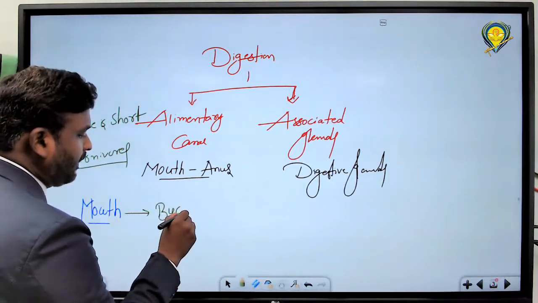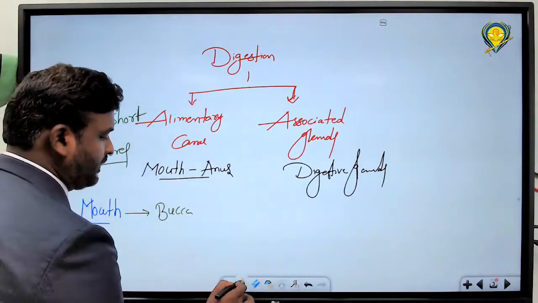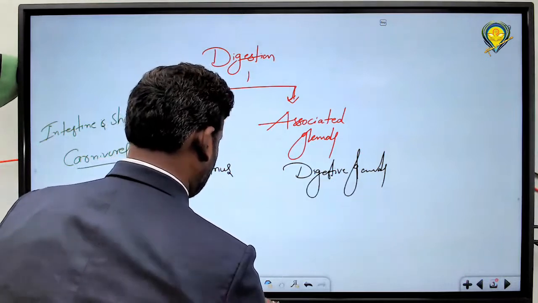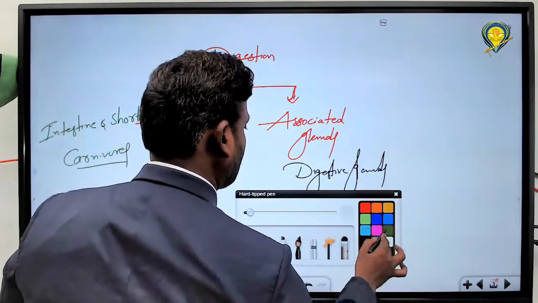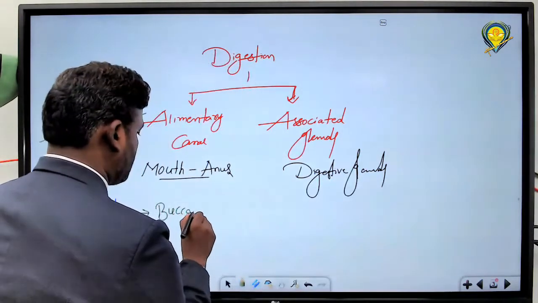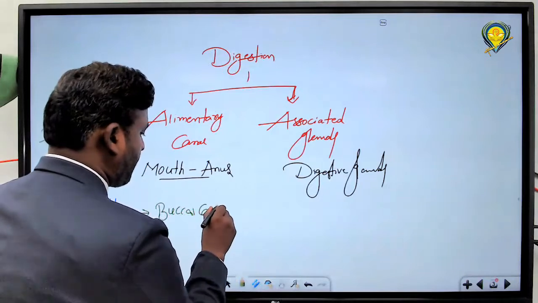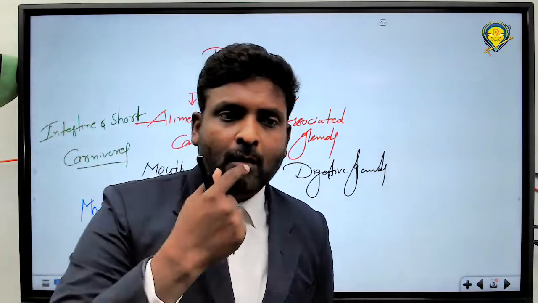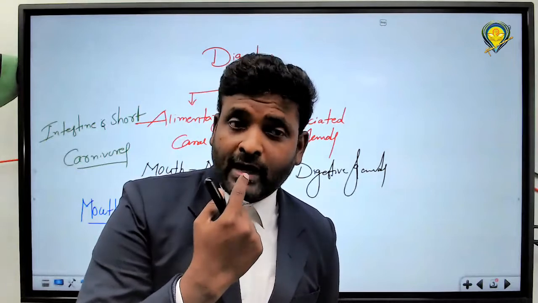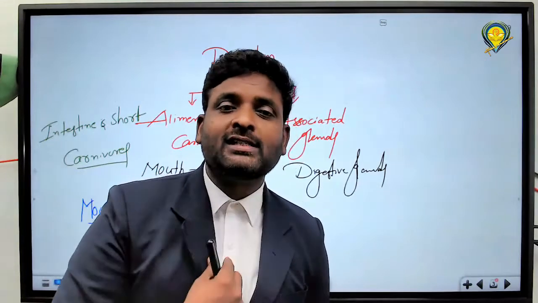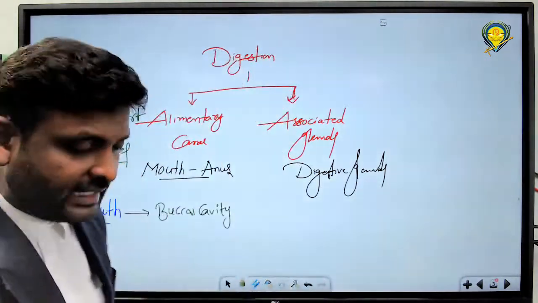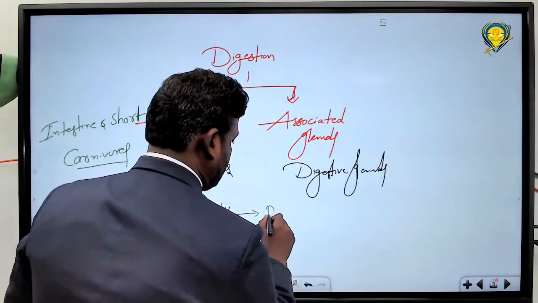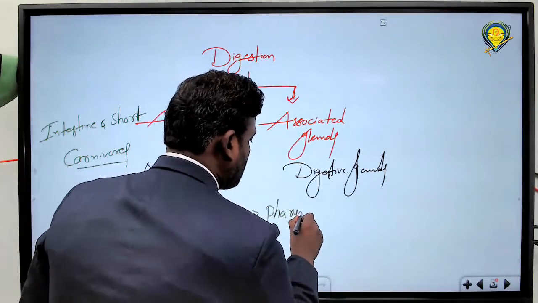Now you have to tell me, the mouth opens into what? Buccal cavity. Here also the same: the mouth opens into the oral cavity or buccal cavity. The buccal cavity opens into the esophagus through what? Pharynx. The buccal cavity opens into the pharynx. Pharynx opens into?